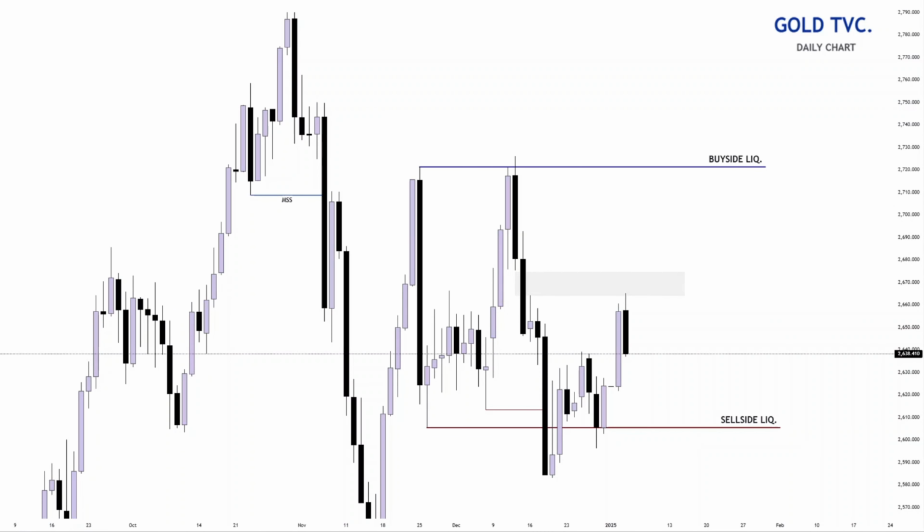Our next example is of gold. This is the daily chart once again. You see, we have done this market structure shift on the daily chart, and then we are targeting the buy side liquidity. Price is coming up, retracing higher, and then it once again targets the buy side liquidity.